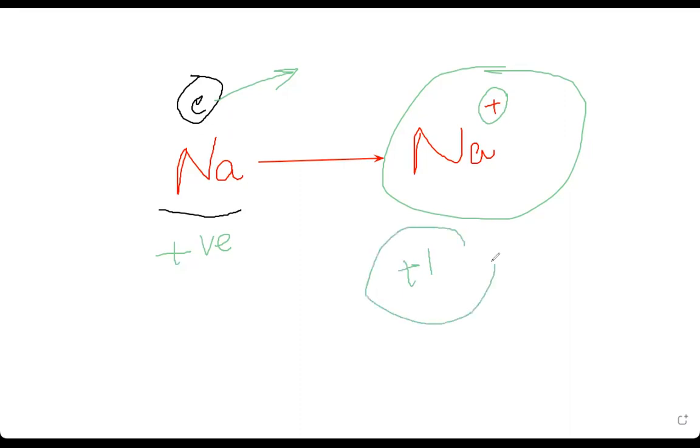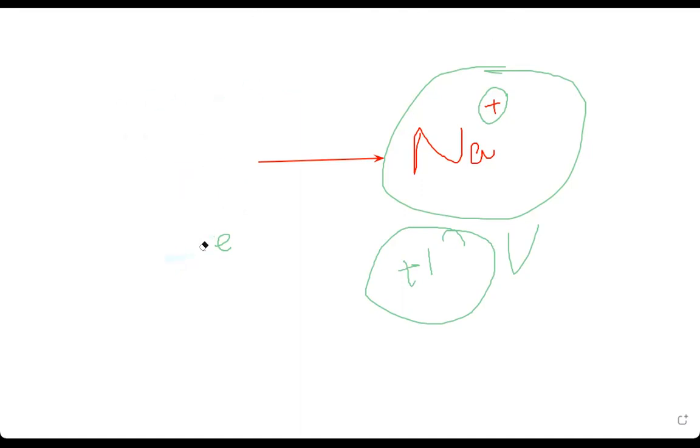This +1 is the valency of sodium. This +1 is the valency of sodium, meaning in future, sodium is going to donate one electron, lose one electron, and become a sodium positive ion. This is the valency. For example, let's take one more, like sodium: sulfur.